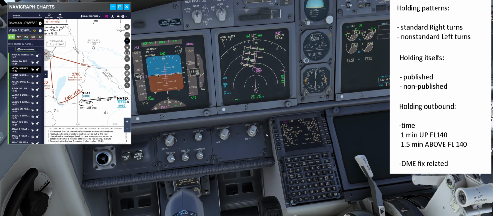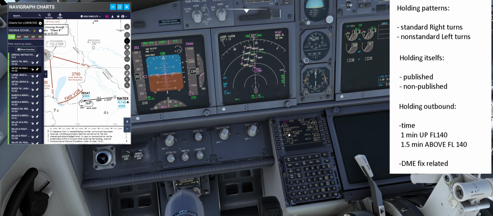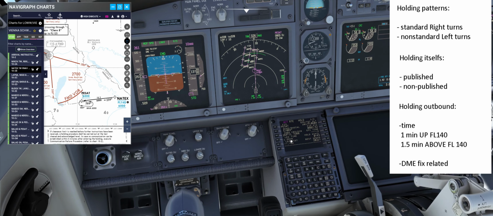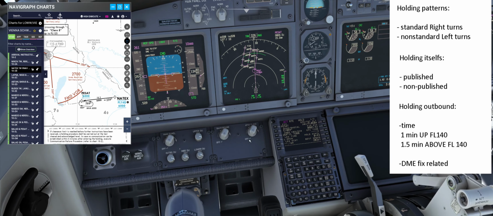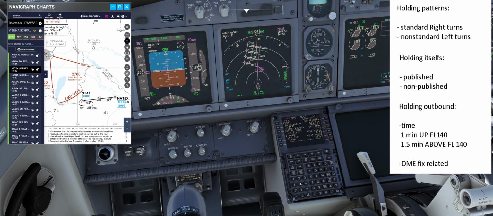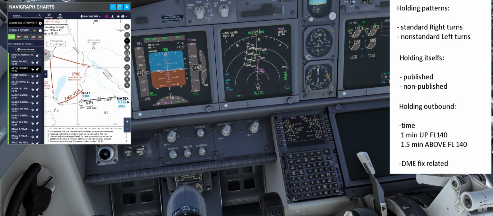What we can modify here in the hold page, we can modify our inbound course and our turns, left or right. We can modify the time of our outbound procedure. We can modify the distance via DME. Okay, so I can put it, for example, distance for DME. So now he will adjust and put exactly 4 DME inbound and 4 DME outbound distance.